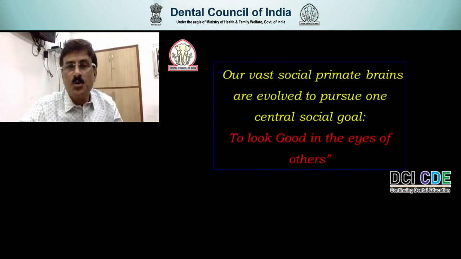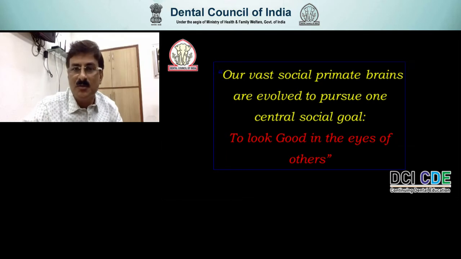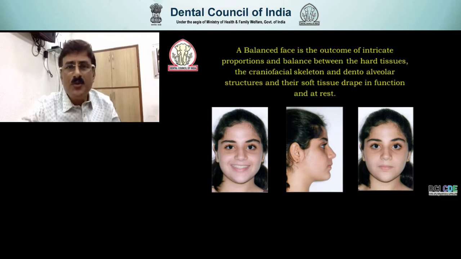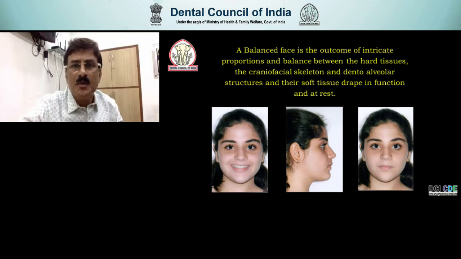Our vast social primate brains are evolved to pursue one central goal, and that's to look good in the eyes of the others. A balanced face is an outcome of intricate proportion and balance between hard tissues and the soft tissue drape, in function and in rest.